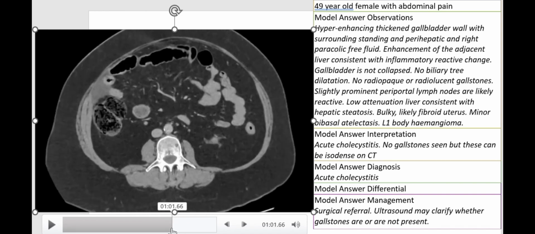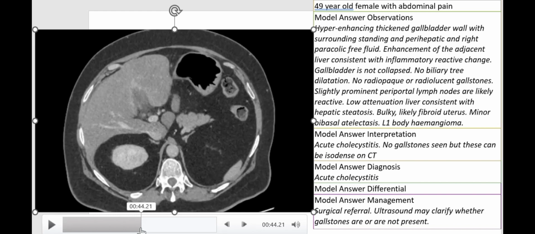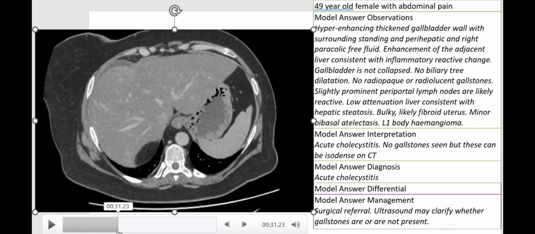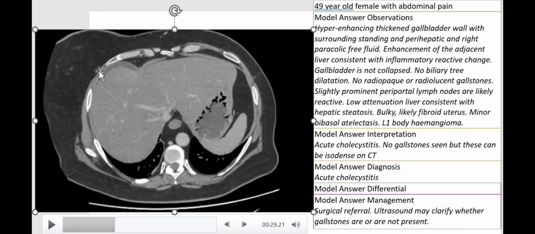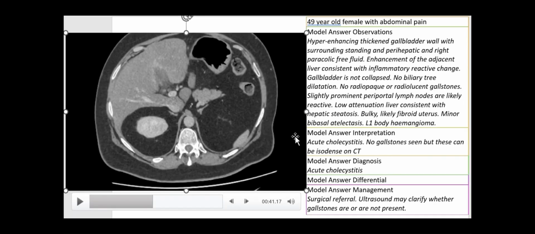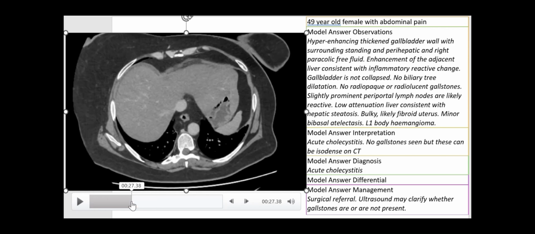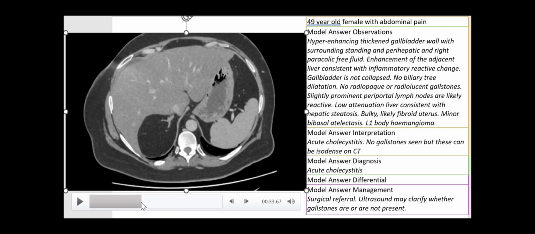And if you go up, this is the perihepatic free fluid. Can you see the low attenuation liver? This is the low attenuation liver compared with the spleen. This is consistent with hepatic steatosis or fatty liver.